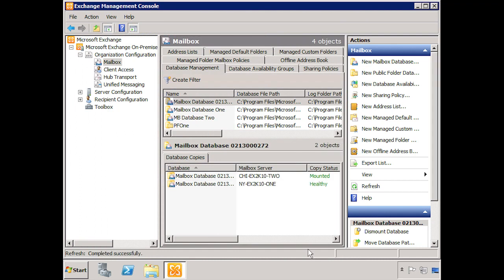We click Finish, and now you can see that the copy of this database is on both Chicago, which is mounted, and we have New York 1, which is healthy. This lets us know the information we need to know. If this server were to go down for any reason, the New York server has a healthy copy of the database and can go right into action. And so that will prevent the Exchange mailbox services from being unavailable to our users.